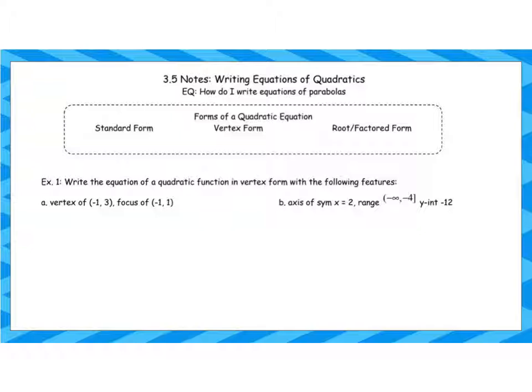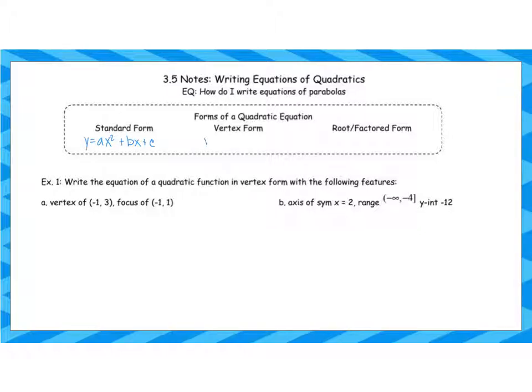So in order to do that, we're going to review some things from Algebra 1, and some of those things are going to be just the forms of a quadratic equation. So there were a few of these that you guys looked at back in Algebra 1. The first one was standard form. So standard form is the one you probably saw most often whenever you're using the quadratic formula. So that was ax squared plus bx plus c.